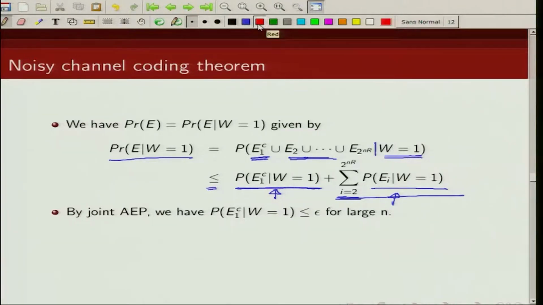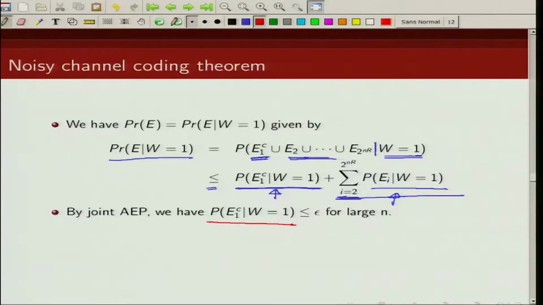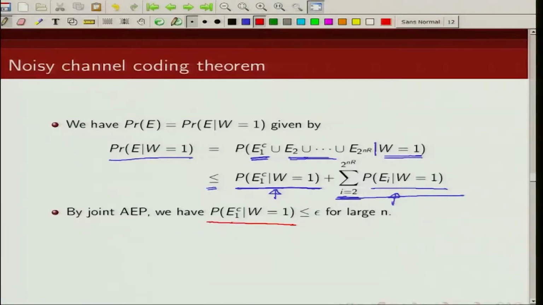Now from the property of joint AEP, we know that if n is very large, then X^n(1) and Y^n are likely to be jointly typical. We have shown the property of jointly typical sequences, that the probability that X^n(1) and Y^n belong to the jointly typical set goes to 1 as n goes to infinity. So the probability that event E1 complement happens given that W is 1 is going to be very small, less than epsilon.